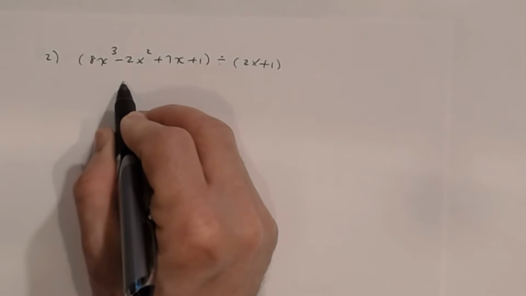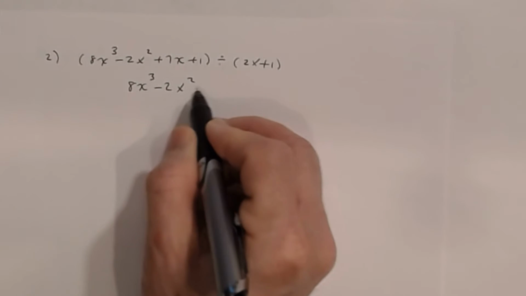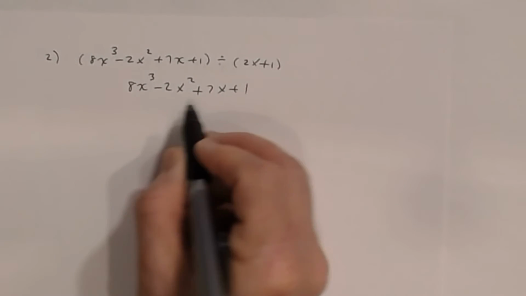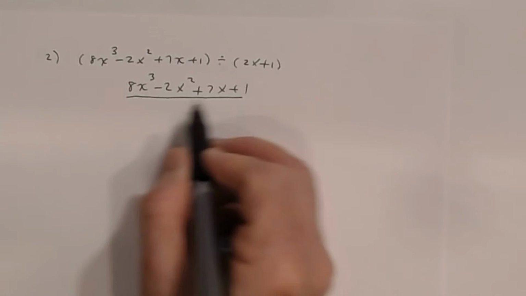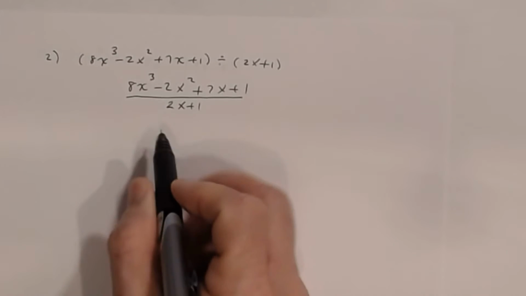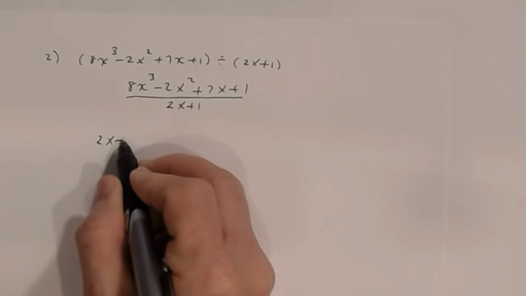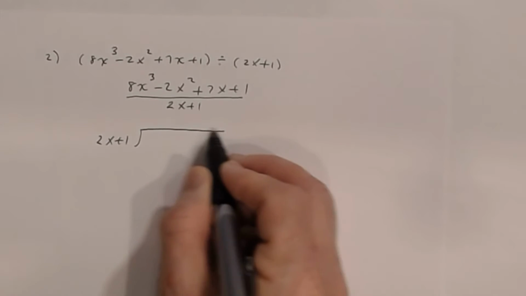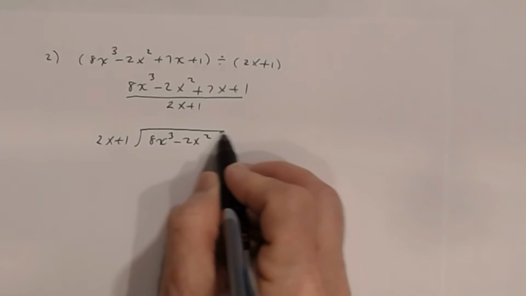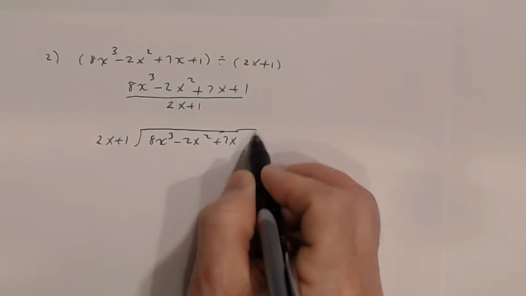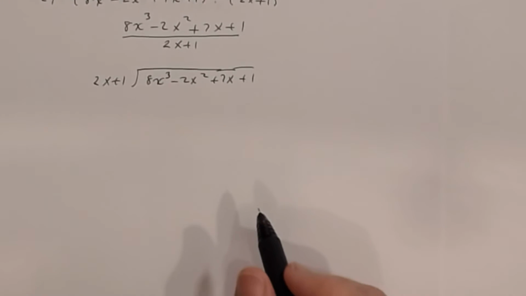But basically, as a fraction, you're looking at 8x cubed minus 2x squared plus 7x plus 1. And notice it's already in descending order, and there's no missing terms to deal with. And then 2x plus 1. So now you know that the denominator is your divisor, and the numerator is your dividend, 8x cubed minus 2x squared plus 7x plus 1. Okay, so let's go ahead and start dividing.